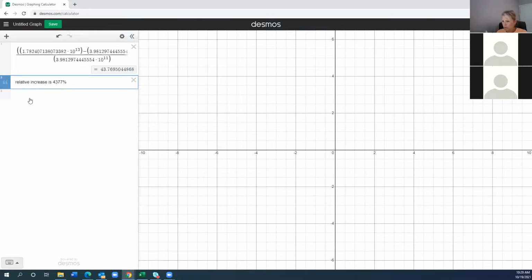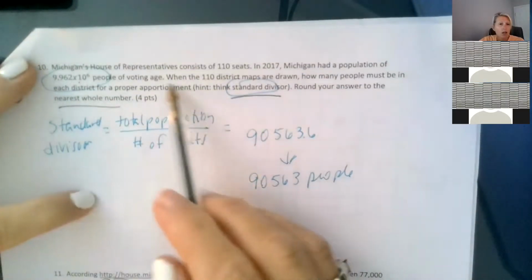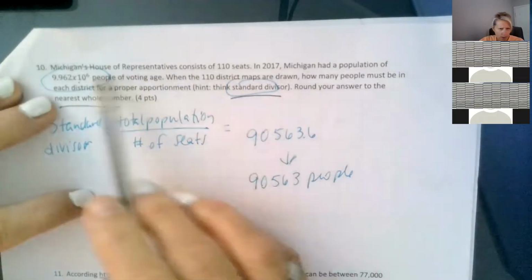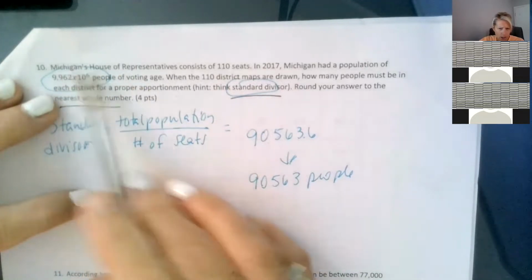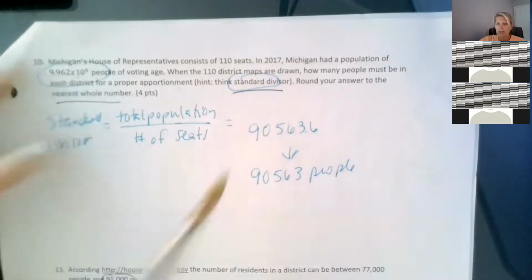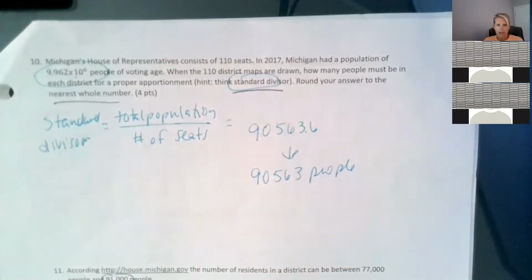Okay, then question 10, we're getting very close to being done. Going back to my paper here, question 10 was asking you if Michigan's House has 110 seats, which it does, and this much was our population in Michigan, what would be our standard divisor? What would be our perfect divisor if we could divide up the population evenly?